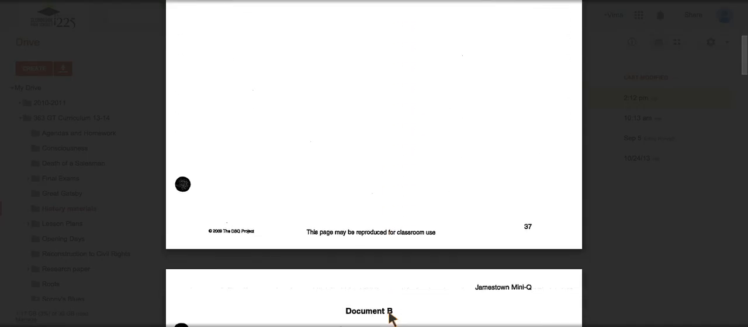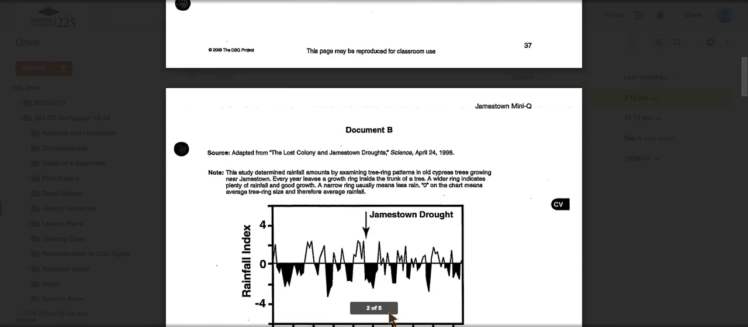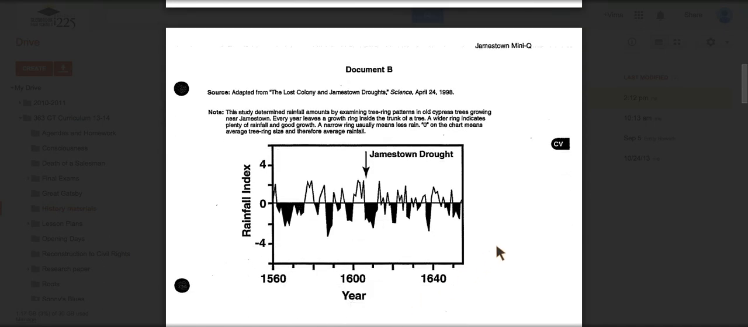And then the next thing you do is you look at other documents, and in this case, document B, and you say, okay, first thing, what kind of source is this? This is different than document A. Document A was an excerpt from a study or a review of studies. Document B looks like some sort of chart or graph. I see that it has rainfall index on one side and the year on the lower side. It also suggests that there might have been a drought at Jamestown.